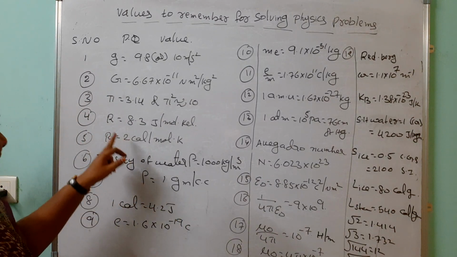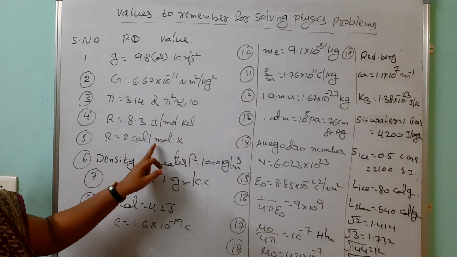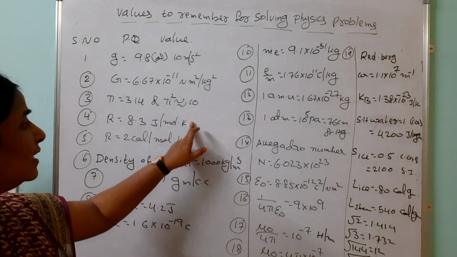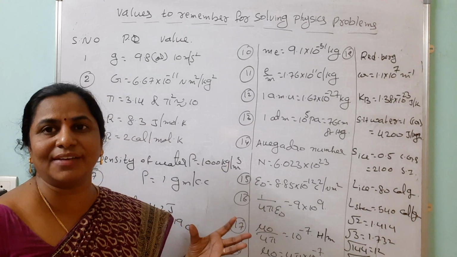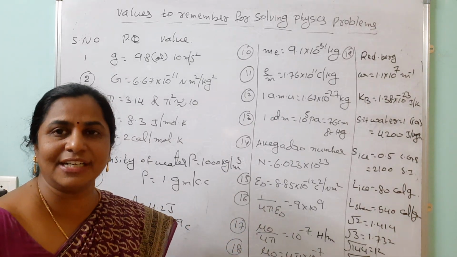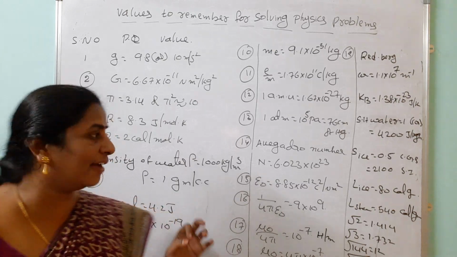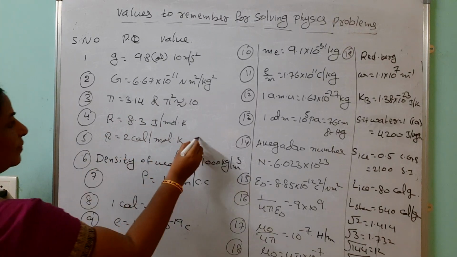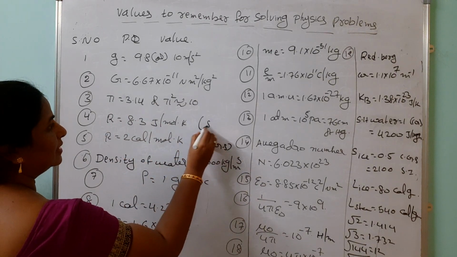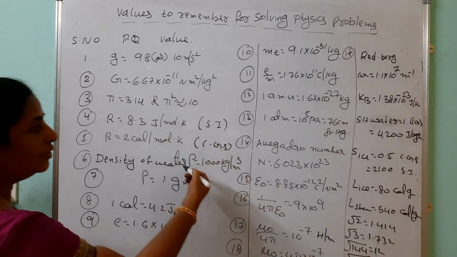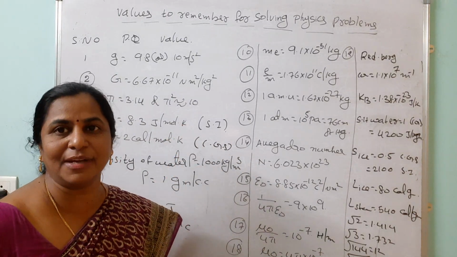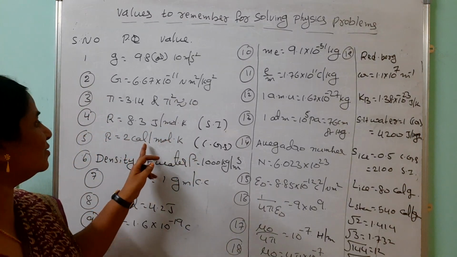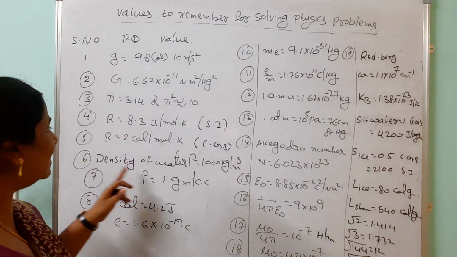Then the universal gas constant, I have written two values. See, R equals 8.3 joule per mole per Kelvin. Sometimes in the question they give CGS units, and the answer is also in CGS units, which means simply you can take the R value as how much? 2 calories per mole degree Kelvin. This is in the CGS system and this is in the SI system. See how much difference there is. If you know these two, you can easily do the calculations. Many people remember 8.3, but in calories we should use R equals 2 calories per mole degree Kelvin. Then the density of water.